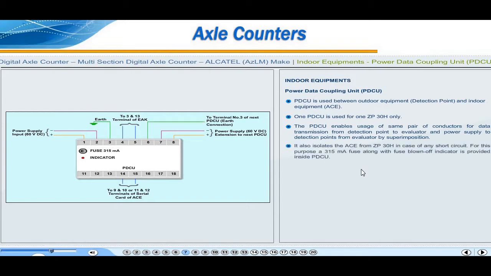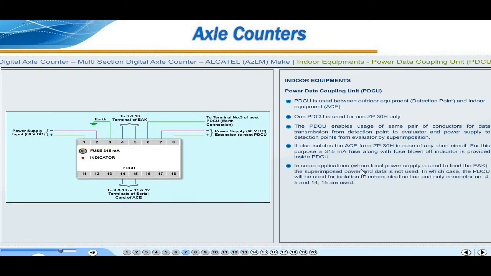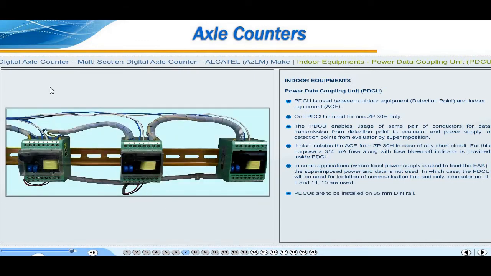grounding purpose. It also isolates the ACE from EZP30H in case of any short circuit. For this purpose, a 315 mA fuse along with a fuse blown off indicator is provided inside PDCU. In some applications where local power supply is used to feed the EAK, the superimposed power and data is not used, in which case the PDCU will be used for isolation of the communication line and only connector numbers 4, 5 and 14-15 are used. PDCUs are to be installed on 35 mm DIN rail.